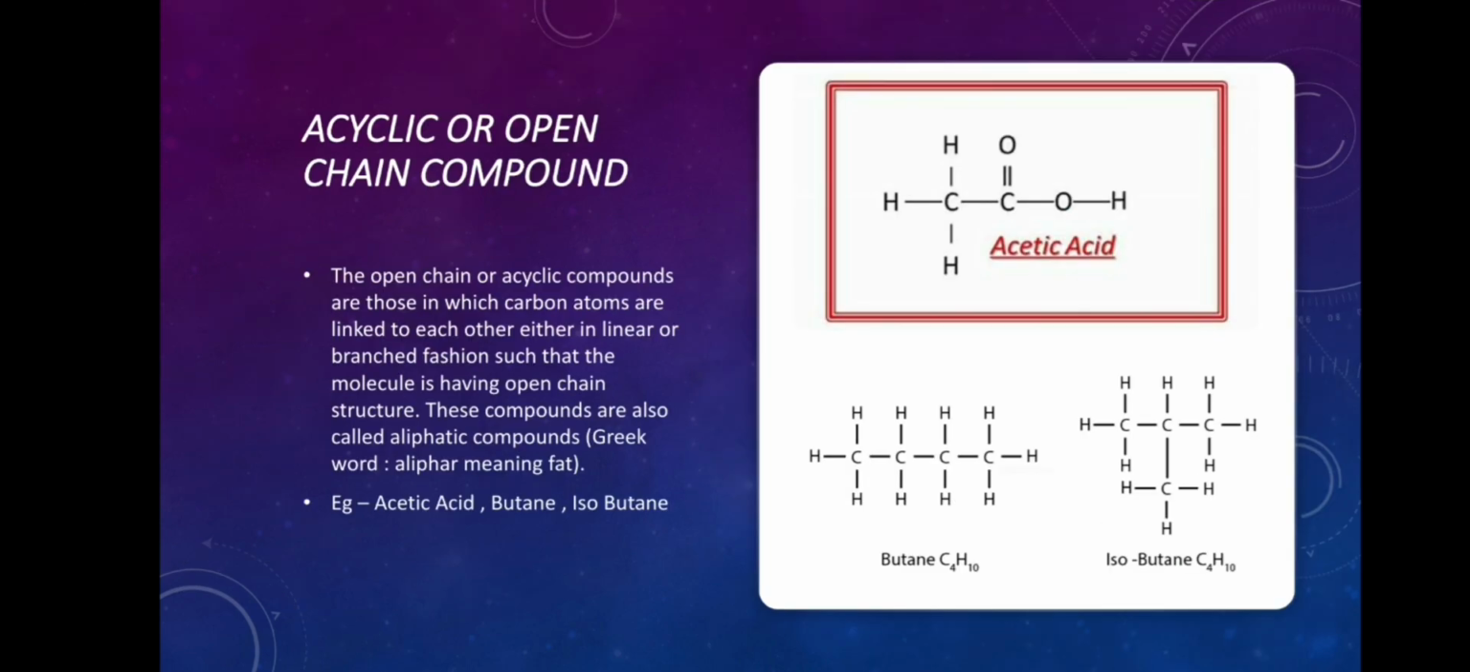In this slide, I will explain acyclic or open chain compounds. Acyclic compounds are those compounds in which carbon atoms are linked to each other in a linear or branched fashion. These compounds are also called aliphatic compounds. Here are some examples of acyclic chain compounds: acetic acid, CH3COOH, butane, C4H10, and isobutane, C4H10.